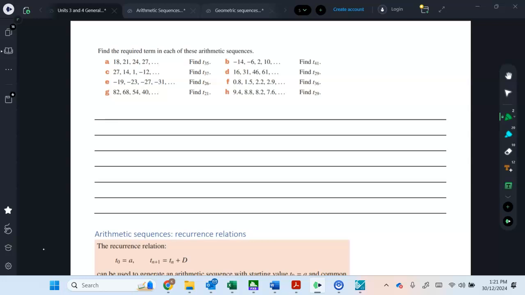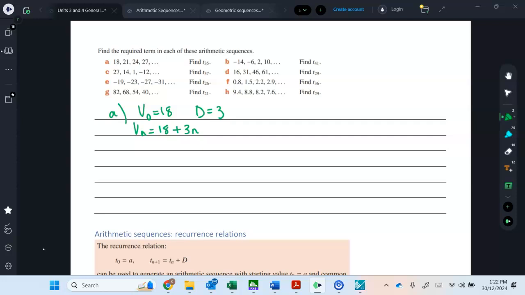All right, so we've got to find the required term. We're going to work out the rule first, and then I'm going to use the rule to find the required term. So let's have a look at question A. Our initial value is 18. Actually, we'll do 2. We'll do 1 where we're going down as well, so decay. And our common difference, which is d, I can see we're going up by 3 each time. So my rule is going to be Vn equals 18 plus 3n. I've substituted in my initial value and my common difference.